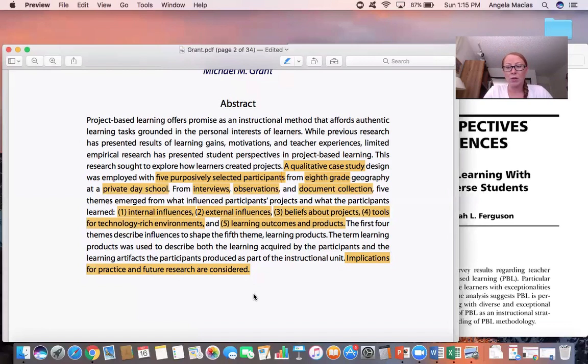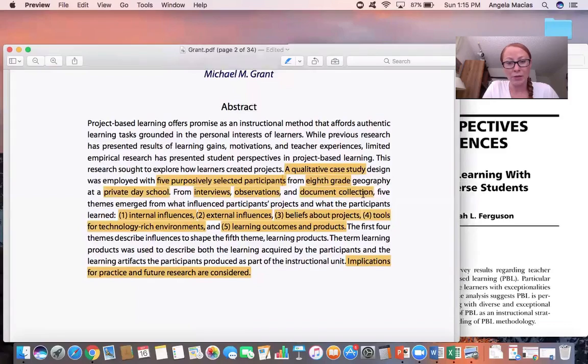Implications means, so what is implied by this research? What should we take away from it? Why does this matter for our field? So it's important that we look at all these things, and usually they're right up front in the abstract. Okay, so I can tell these things about this article before I even read the whole thing.